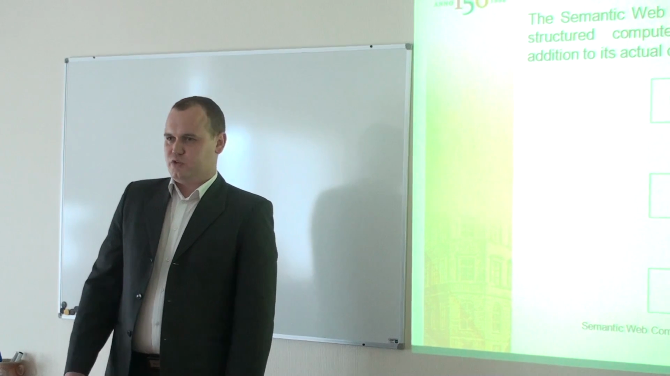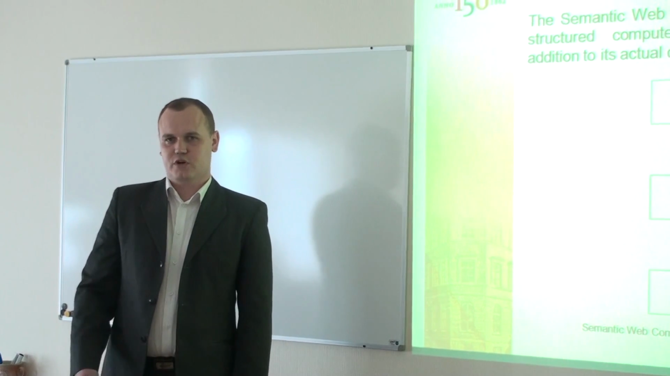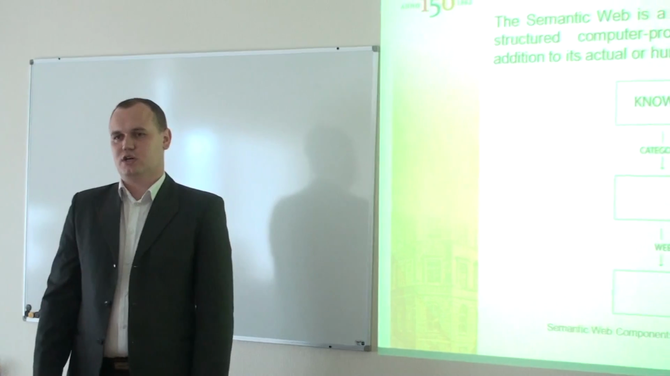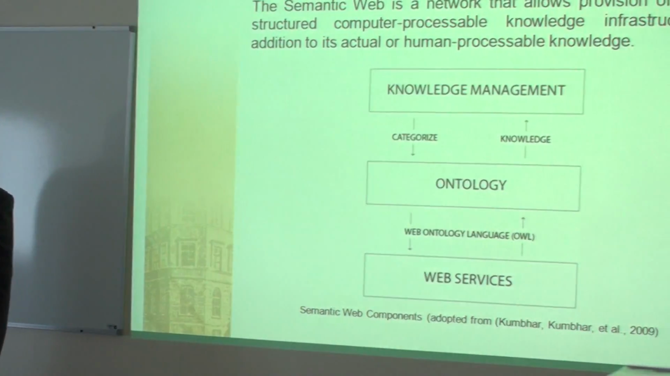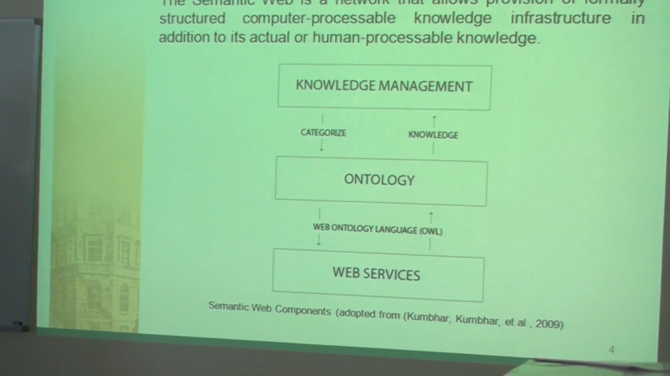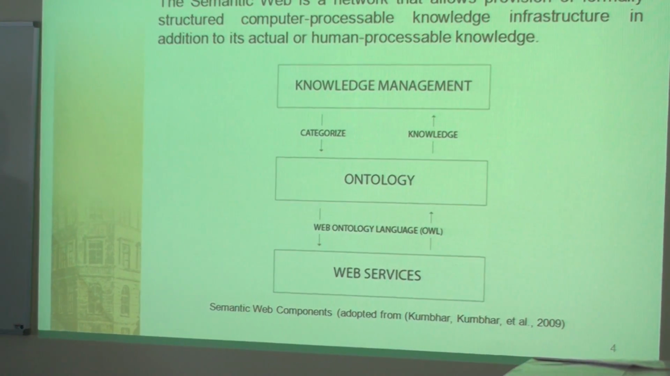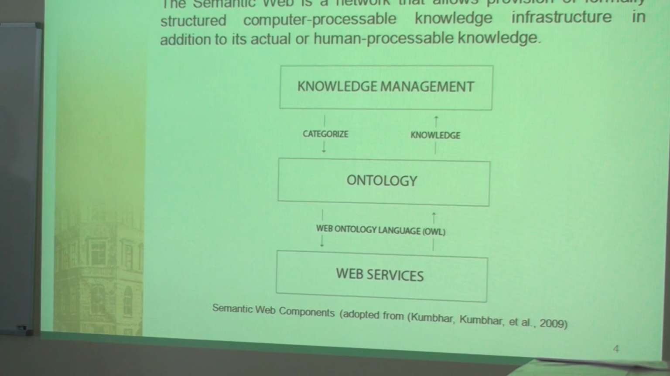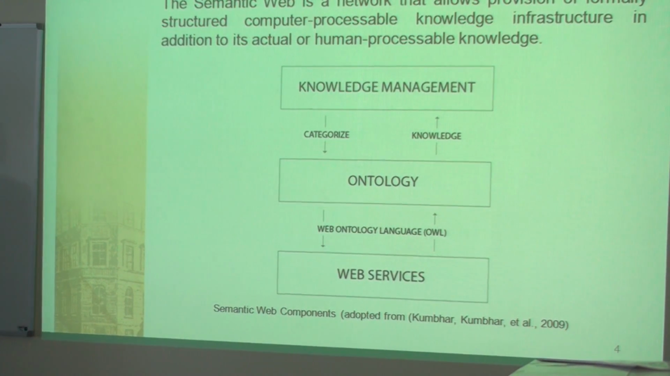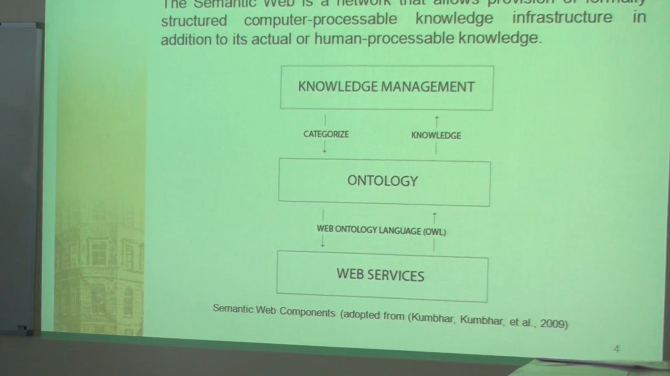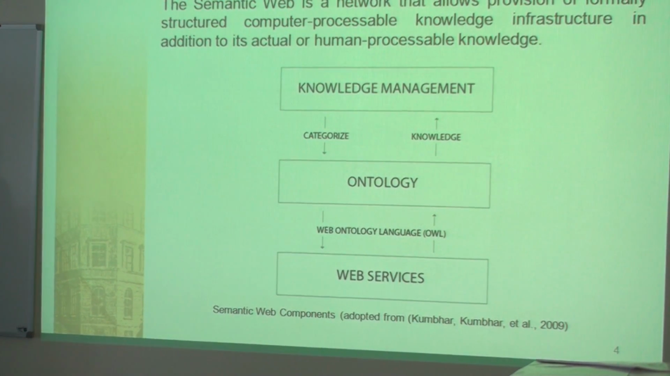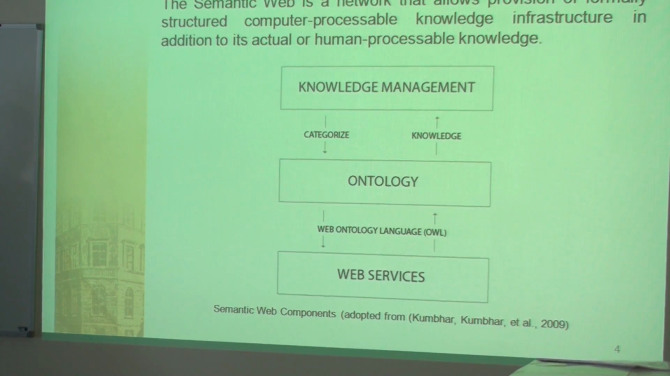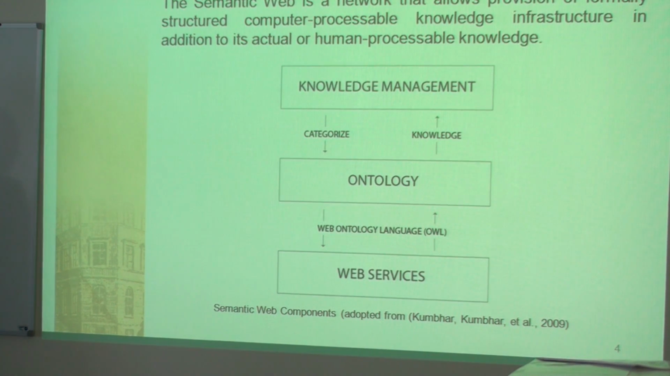The semantic web consists of three main components. The first one is knowledge management, which is guidelines and best practices for operating with knowledge assets. The second one is ontology, which allows defining concepts within a specific knowledge domain area and, in the case of the semantic web, serves as a knowledge repository. And web services are independent software components which use concepts defined by ontology.